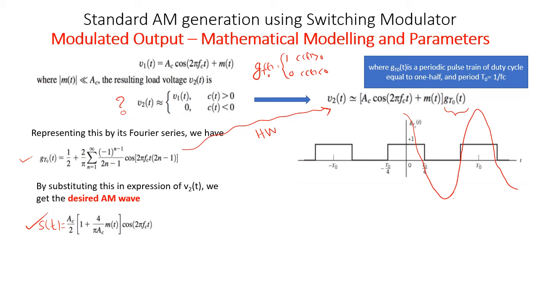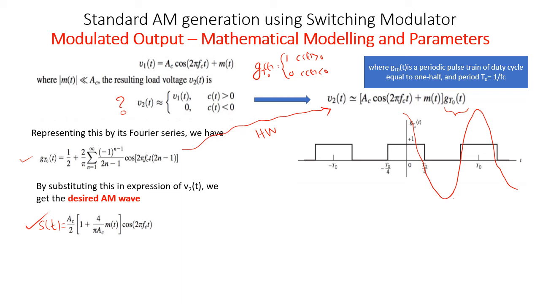Then in the summation, first you substitute n equal to 1. It will become (-1) to the power 1 minus 1, so (-1)^0, that is 1 by 1 times cos(2 pi f_c t). So the first term will be plus 2 by pi cos(2 pi f_c t), and for n equal to 2, it will become minus 1 by 3 cos(2 pi 3 f_c t), and so on and so forth. So you have to do that.